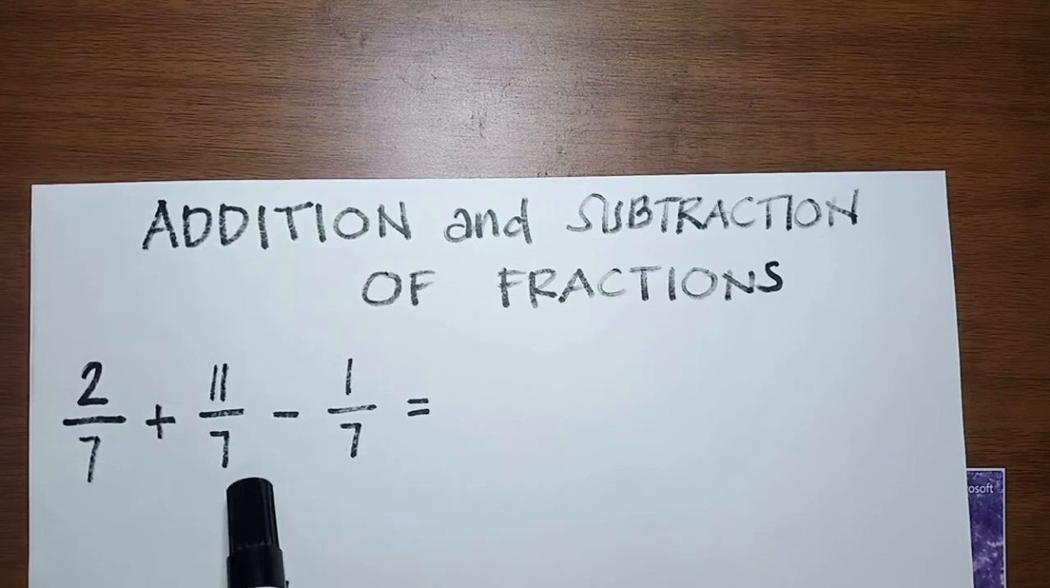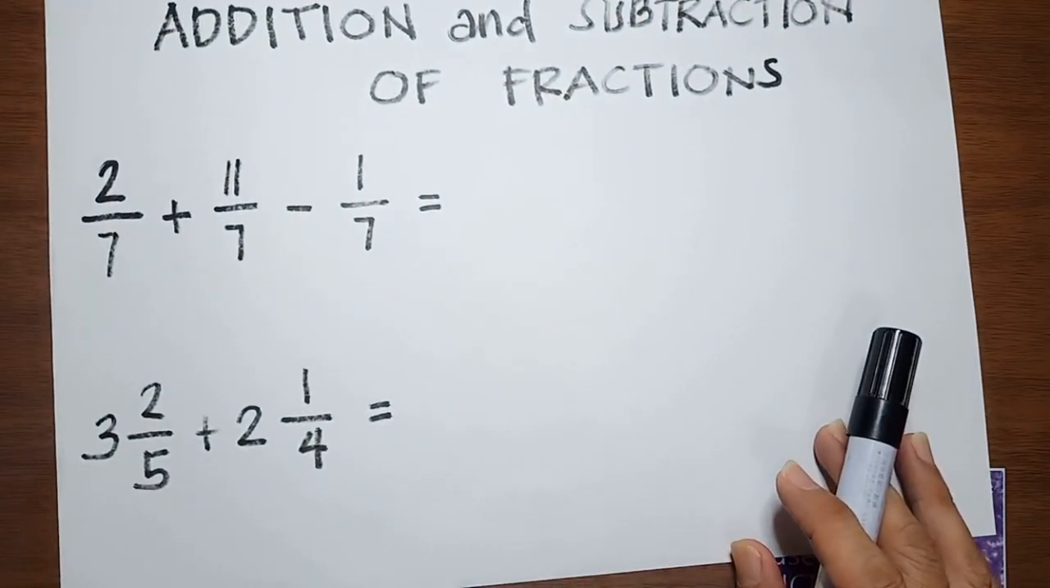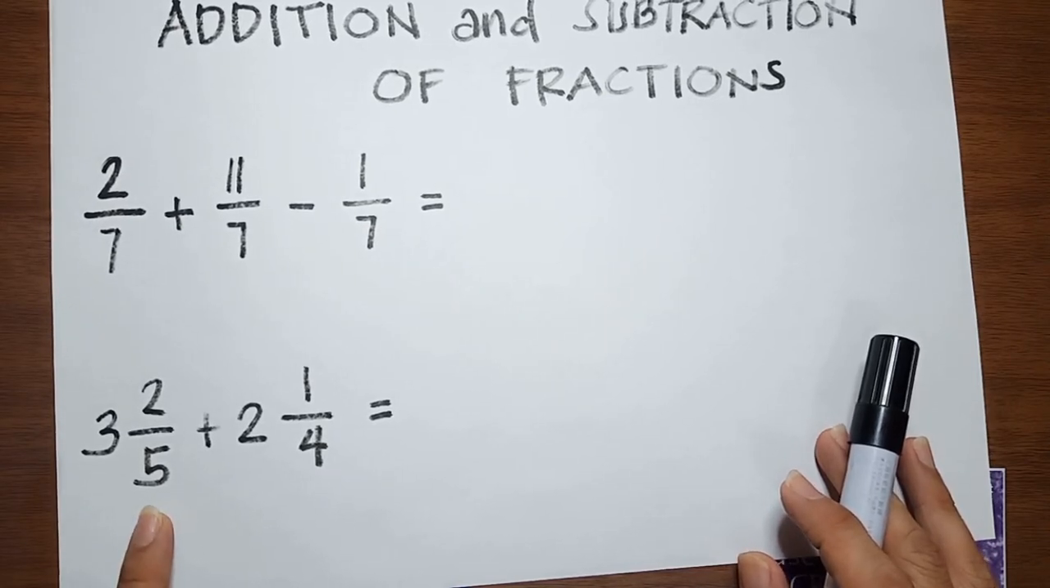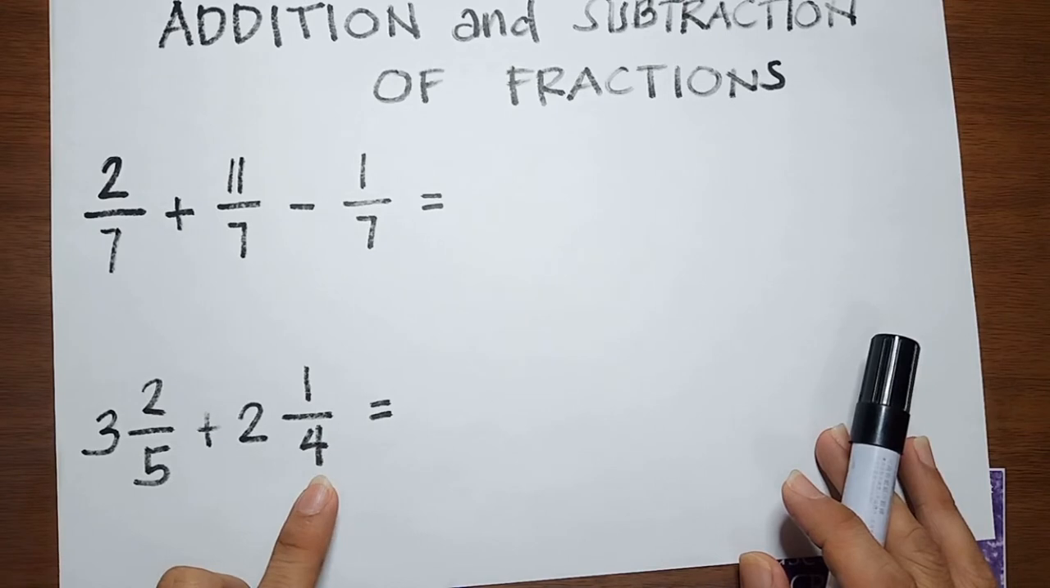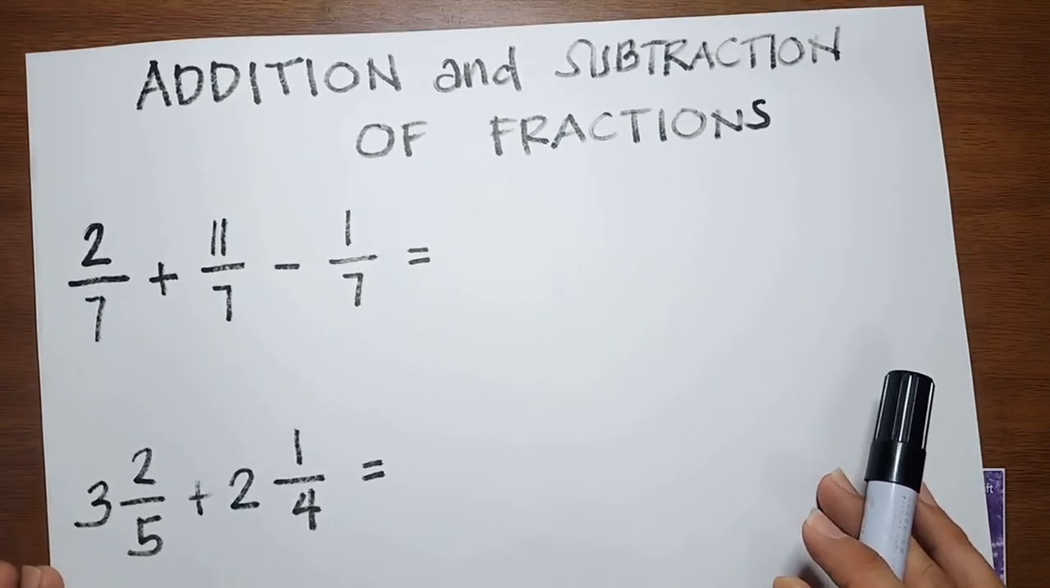We have 7, 7, and 7. While number 2 is an example of dissimilar fractions. The first denominator is 5 and the second denominator is 4. So we have to check if the fractions are similar or dissimilar because they have different rules in performing their operations.